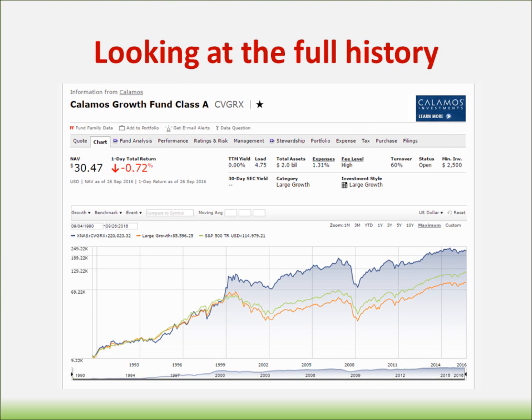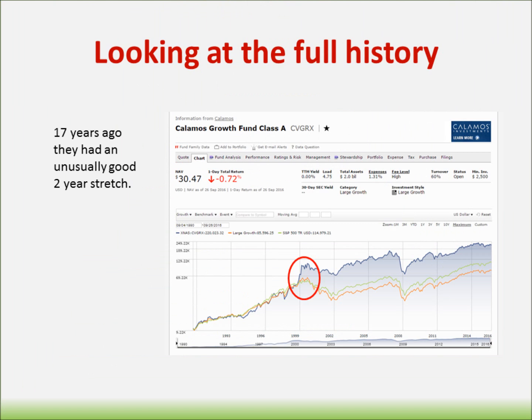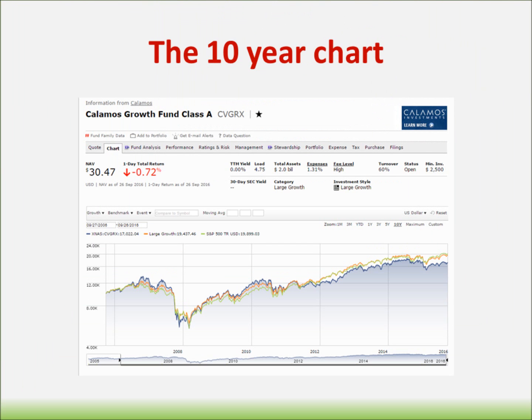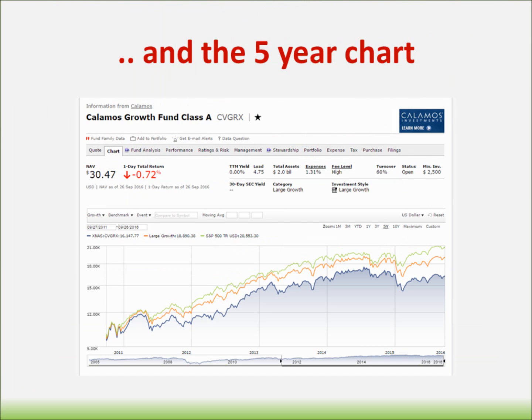So when you look at their 20-year performance chart versus their two benchmarks, it matched both of those up until 1999, and then it just took off, and since then it looks like a solid performer. If we look a little closer, we can see that 17 years ago they had an unusually good 2-year stretch. Those 2 years really elevated them, but from that point forward, it's hard to tell how they compare to the benchmarks through the end of the period. If you look at the 10-year chart, you can see they slightly underperform over the past 10 years, and the 5-year chart is a little bit worse. They underperform by more. It's not terrible underperformance, but it's not the big winner like we anticipated given their rank as number 2 on the list.